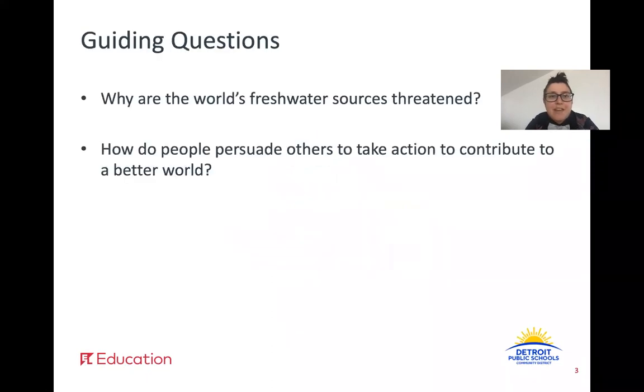But let's remember our guiding questions. These two questions are going to guide your thinking and learning throughout this unit of study. So you're going to see we're going to be coming back to these questions quite frequently. Why are the world's freshwater sources threatened? And how do people persuade others to take action to contribute to a better world?